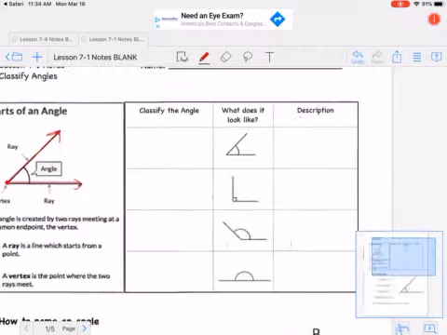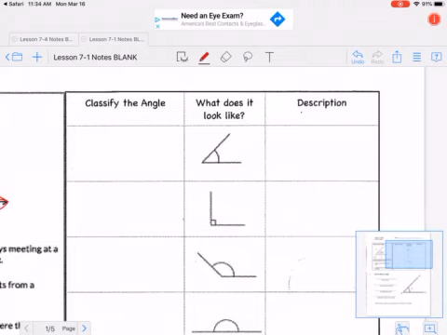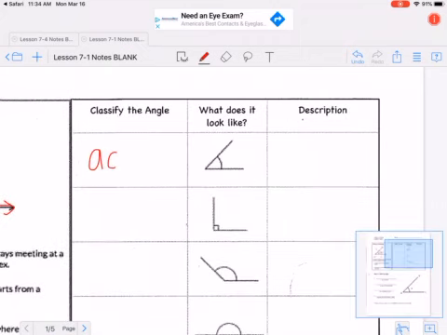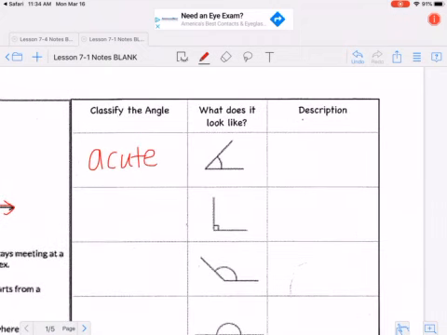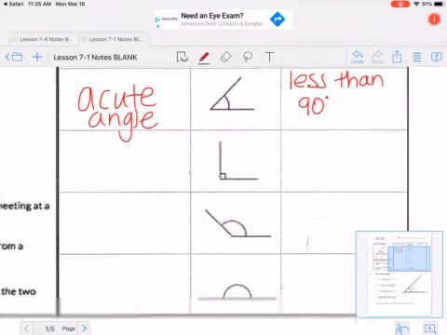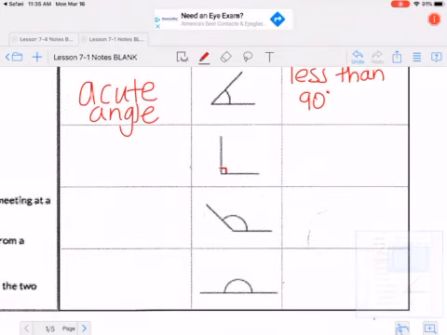So if we're looking here, we're going to classify each angle. So if we're looking at this angle here, it says, what does it look like? This looks like an acute angle. So we're going to say acute angle. So a description of an acute angle would mean that this is less than 90 degrees.